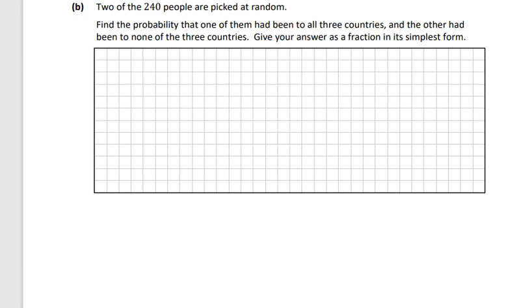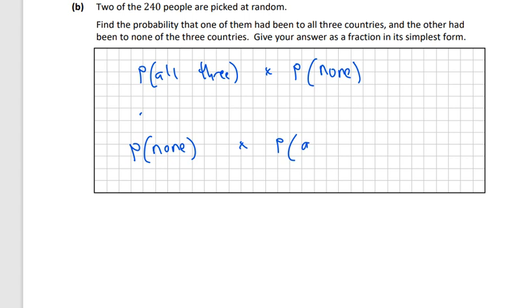Right, so this part is conditional probability. So there's two ways it could happen. So the probability that the first person had been to all three, and then multiplied by the probability that the second person had been to none. Okay, but it could also happen that the probability that the first person was at none, and then multiply that by the probability that the second person was at all three. So it could happen either way.